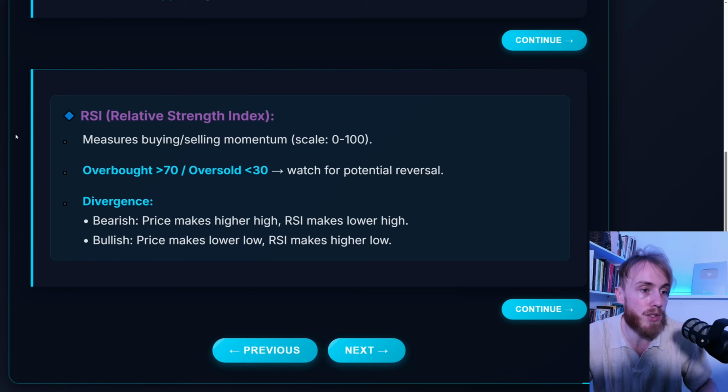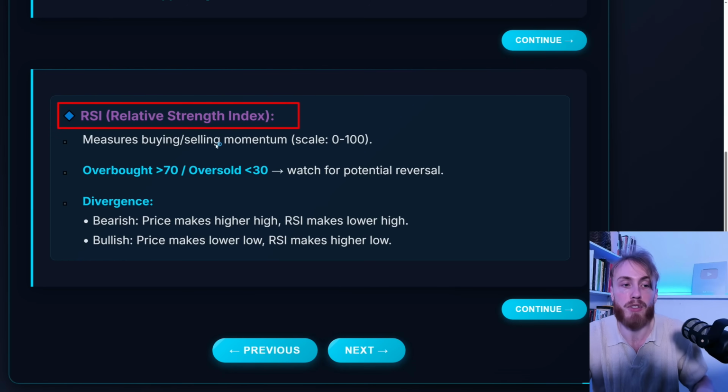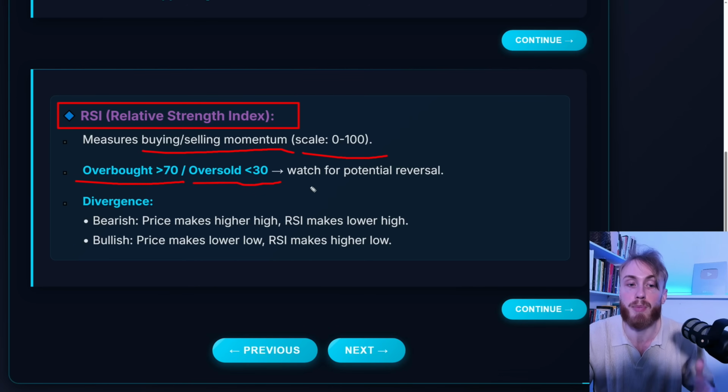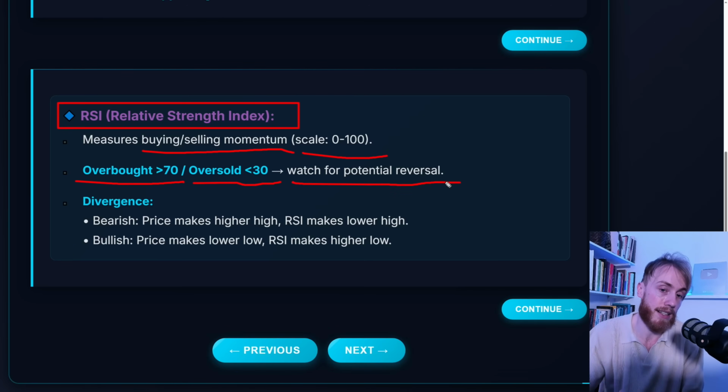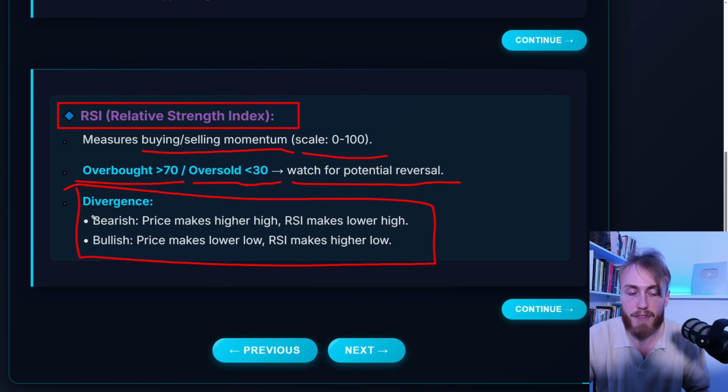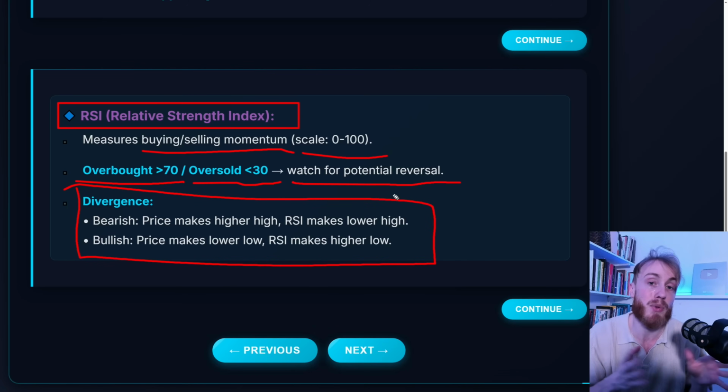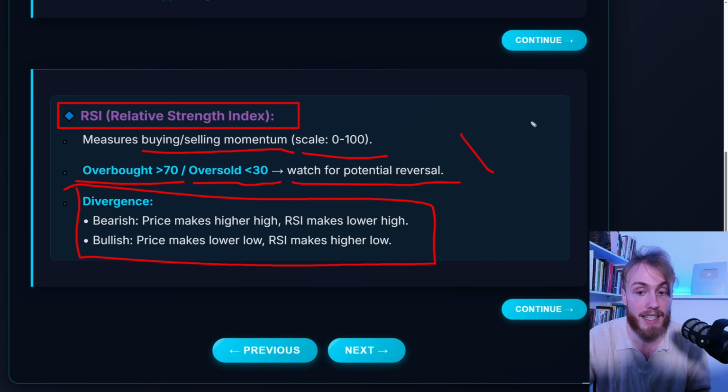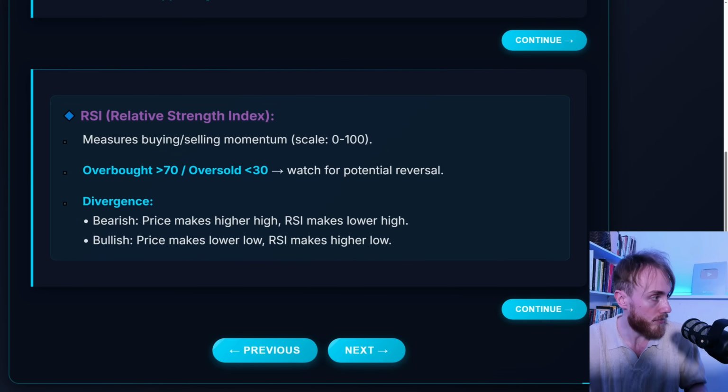So 2 indicators we have. Let's quickly go over them. We have, for example, the relative strength index, which measures buy and sell momentum on a scale 0 to 100. When the RSI is above 70, it's overbought. When it's below 30, it's oversold. And this some traders use as a clear sign of reversals. But personally, I definitely prefer to use divergences. And a divergence is when the price goes in one direction and the indicator goes in the opposite direction. And this indicates a potential reversal. And don't worry, I will show you guys on the chart soon.